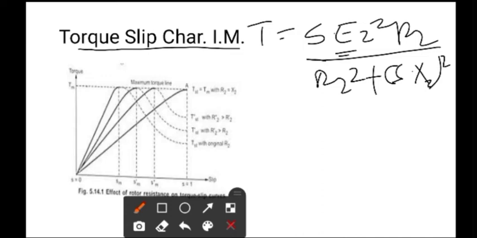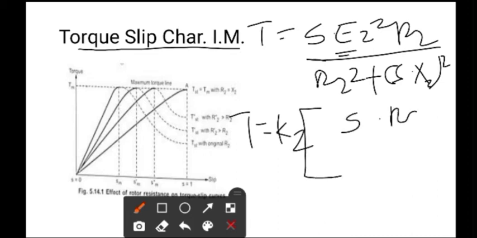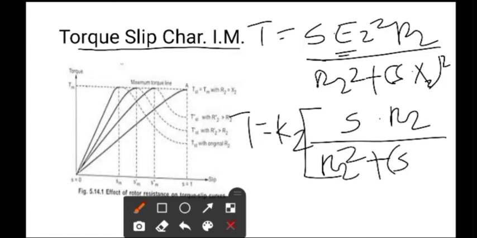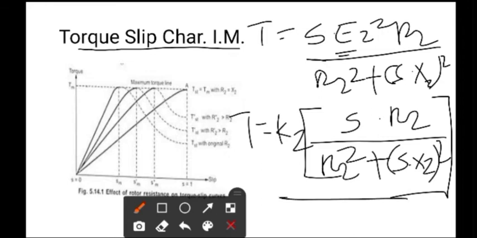Therefore, EMF induced in the rotor conductor is also constant. Therefore, the equation becomes T is equal to K2, it is a constant, S into R2 divided by R2 square plus S into X2 bracket square. So this is the torque under running condition.